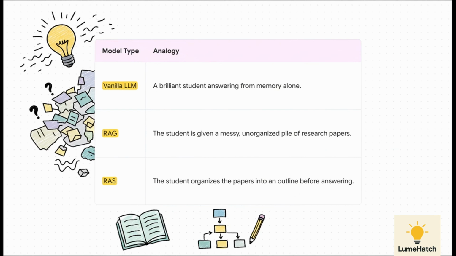I love this analogy because it just hits the nail on the head. A regular LLM is like a brilliant student trying to answer everything from memory. Impressive, sure, but they're going to make mistakes. RAG is like giving that student a huge, messy pile of research papers. Better, but they still have to wade through the junk. But RAS, that's the truly smart student who takes the time to organize all those papers into a perfect outline before they even start writing. So yeah, RAG gives the AI access to the library, but RAS gives it a personal, super organized research assistant. The final result is just on another level.